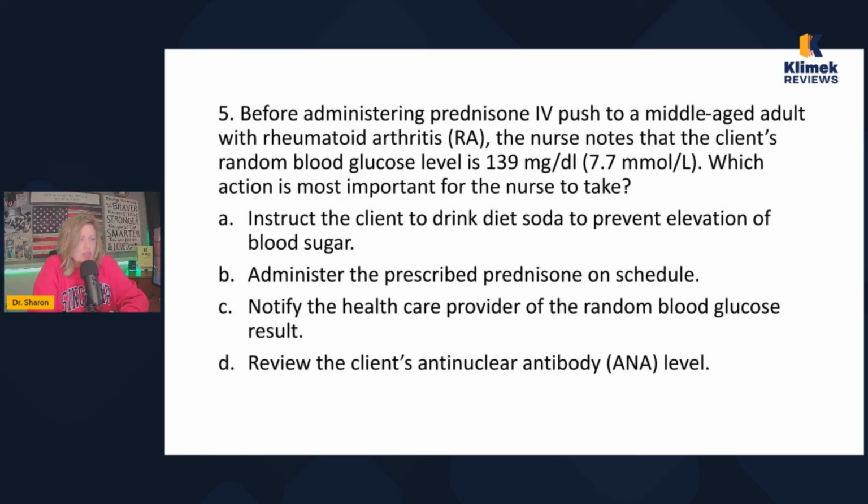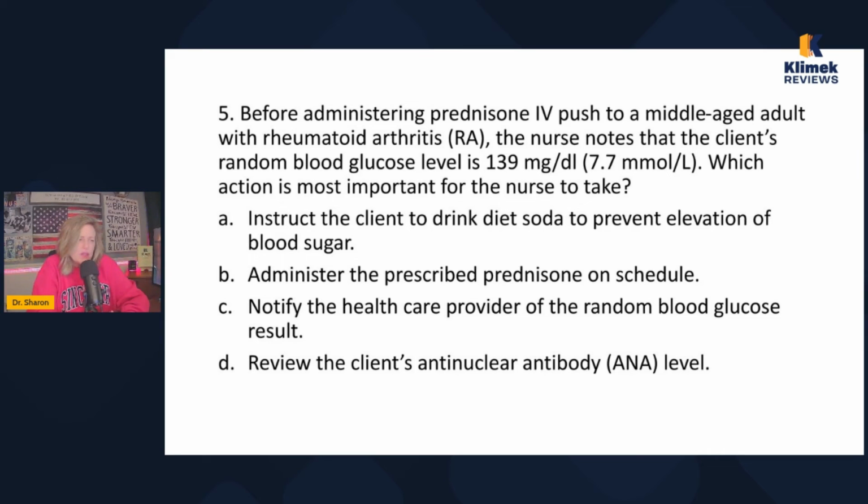Instruct the client to drink diet soda to prevent the elevation of blood sugar. Administer the prescribed prednisone on schedule. Notify the healthcare provider of the random blood glucose result. Review the client's ANA level. So the one that I feel really comfortable crossing off is D as in dog. Review the client's anti-nuclear antibody level. That doesn't seem related to this question specifically. I mean, I may want to do it, but it doesn't seem like the most important thing to do.